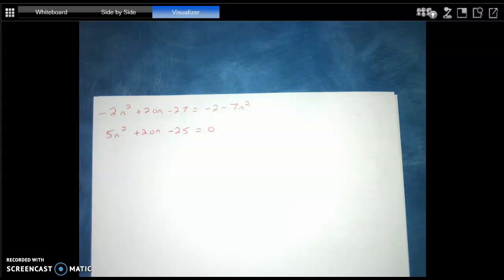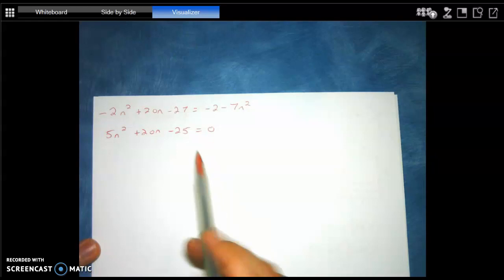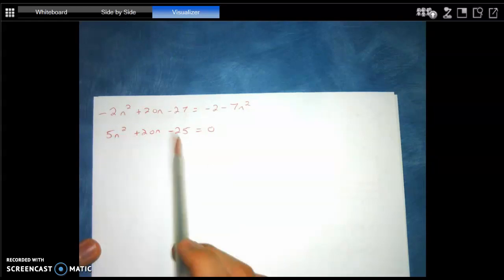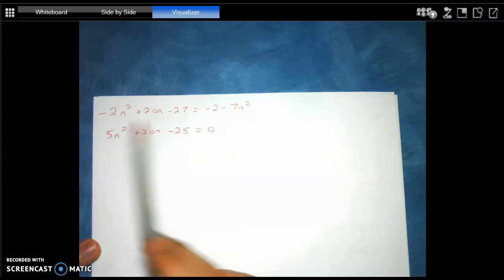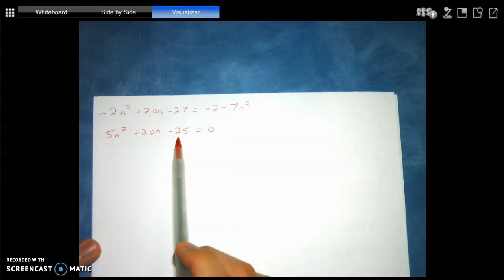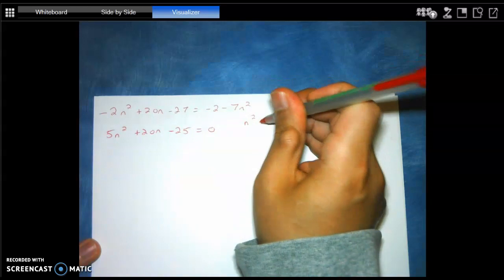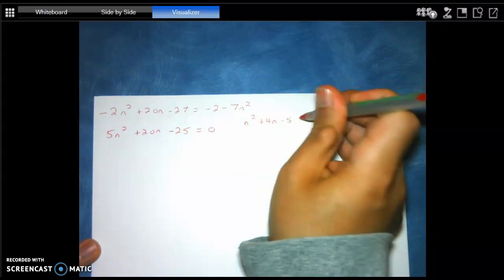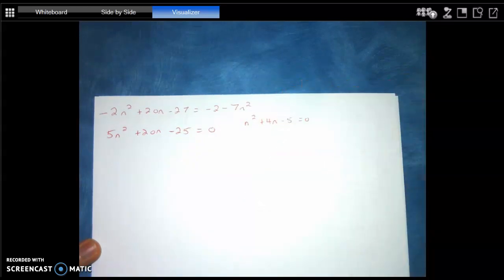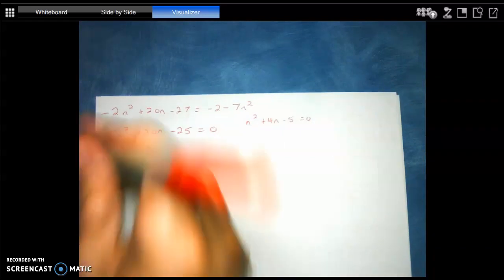One thing I will say, you could go down the route of 5 squares and all that, which I'll do because I'm going to guess some people might have done that. But I'll just say, notice that you're equal to 0. All of these are divisible by 5, so I probably would have started by dividing everything by 5. It makes it a little bit easier, because then you have n squared plus 4n minus 5. That's easier to complete the square on. But let's say you didn't do that. Let's just go with this.